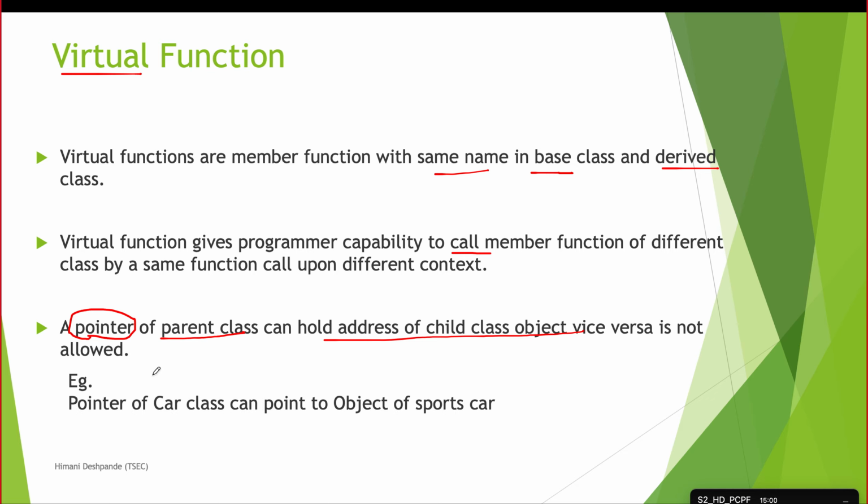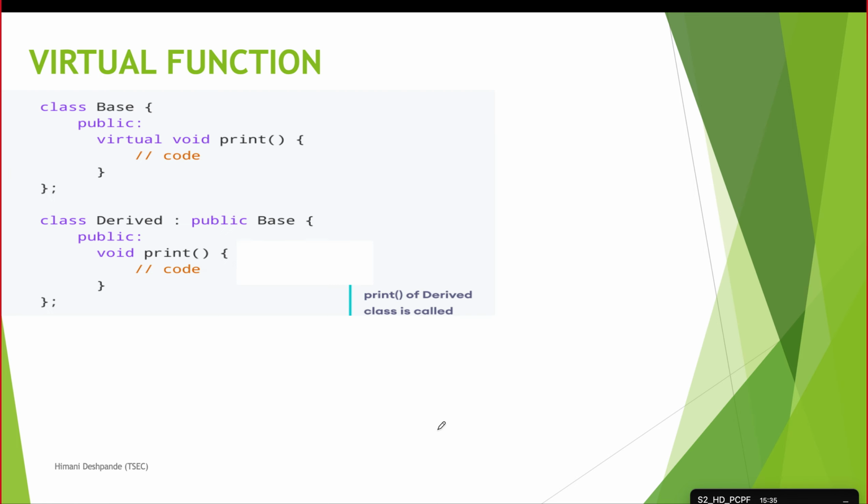A simple example would be that a pointer of the car class can point to an object of the sports car class. We already know that base classes are more generalized and derived classes are more specialized. So car class will be the base class and sports car, the more specialized version, will be the derived class. We will create a pointer of the car class and make it point to the sports car class. We'll be taking examples on this now.